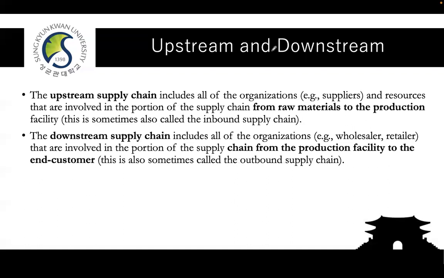So look at the upstream supply chain. It includes suppliers and all the organizations and resources involved in the portion of the supply chain from raw materials to the production facility. So this is inbound logistics. You can imagine inbound logistics in the value chain system, from raw materials to the production facility. On the other hand, we have the downstream supply chain. In the value chain, this is known as outbound logistics.